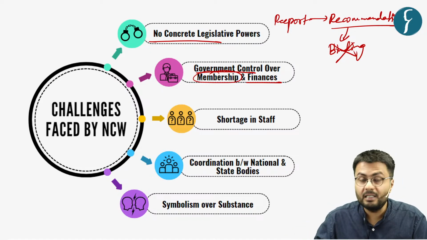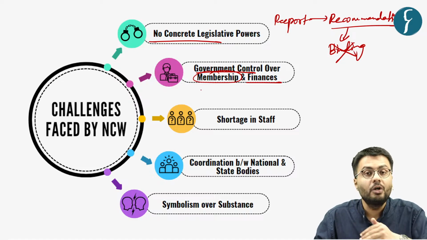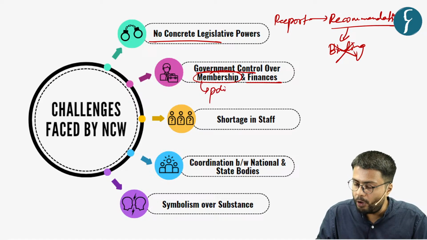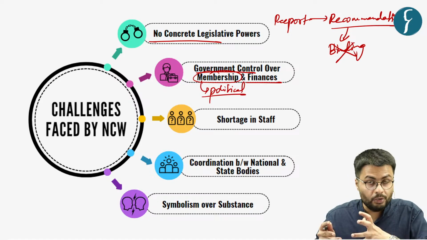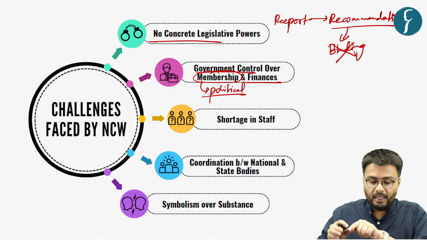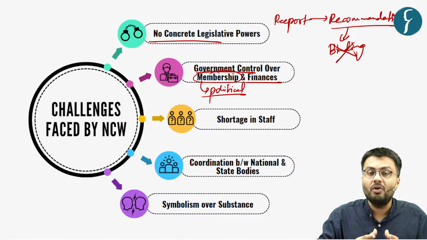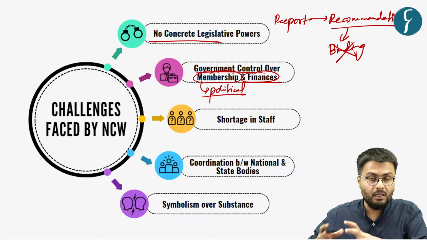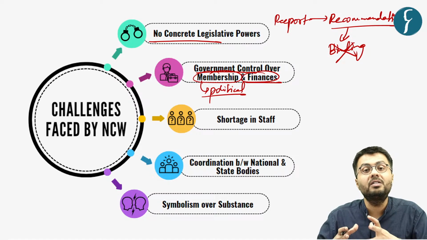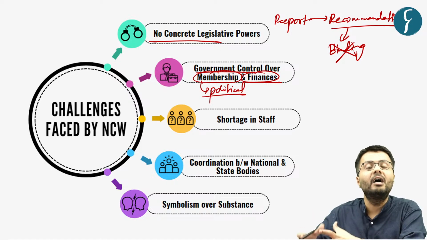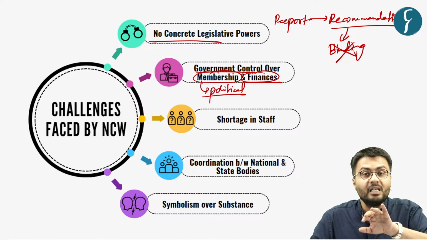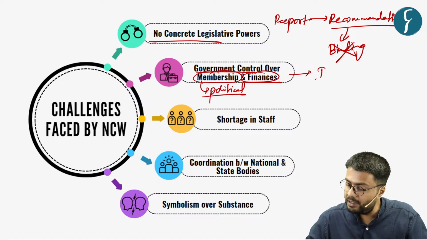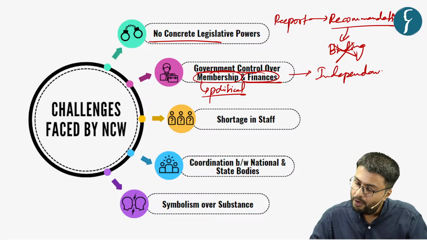For example, it is the Government of India which appoints members to the National Commission for Women. In recent times, we have seen that political appointees are appointed as members to the National Commission, and these appointees either lack experience or understanding of key women's issues. Further, the commission operates on the grants given to it by the government itself. Hence, all this government control in terms of appointing members and providing finances jeopardizes the independence of this commission itself.